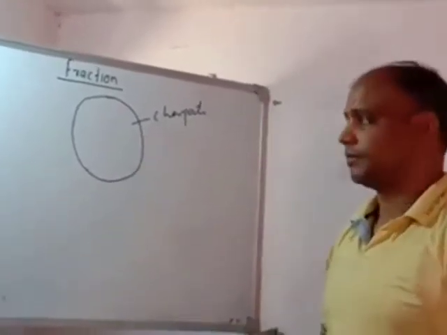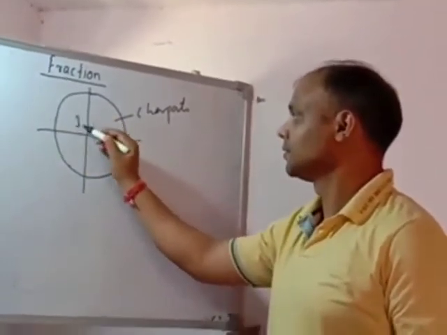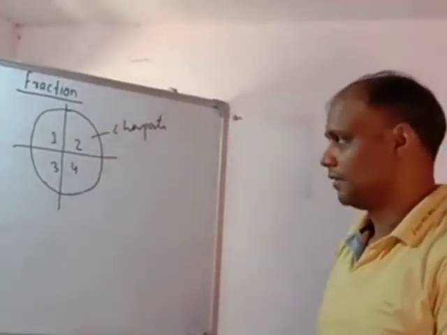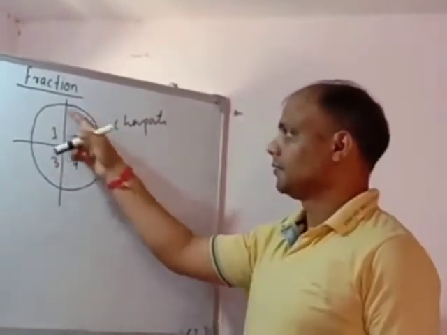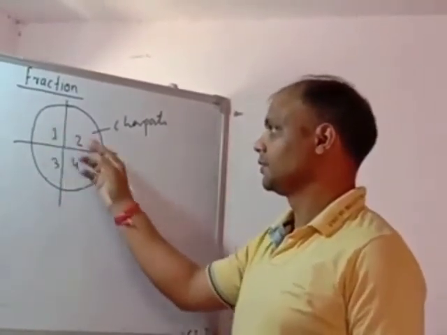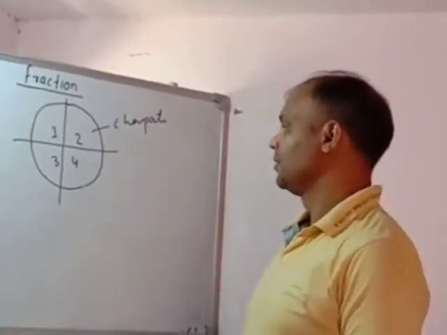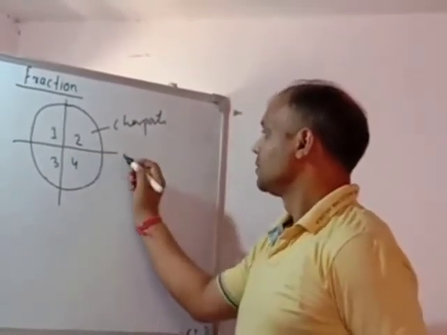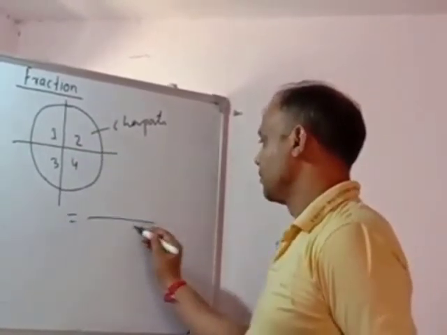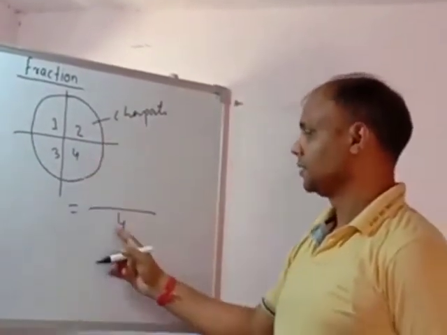I divided this chapati into 4 equal parts: first, second, third and fourth. This chapati is divided into 4 equal parts and I have to distribute these 4 equal parts among 4 persons. So, the total number of divisions in this chapati is 4.